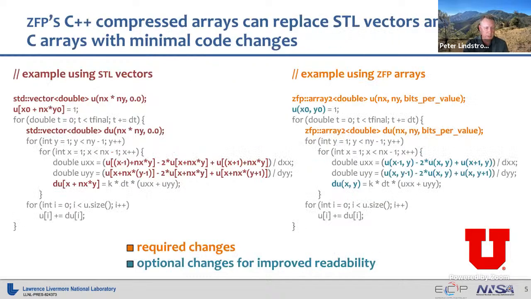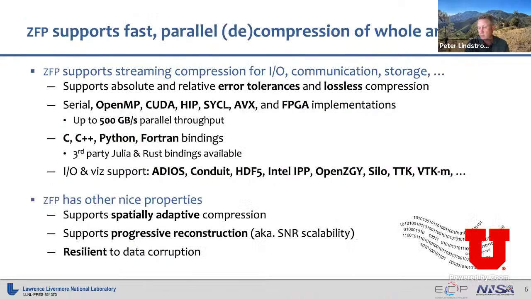As a matter of fact, here's an example where I'm showing a small code snippet on the left using just your standard STL vectors. And I've highlighted on the right the lines of code that you need to change to work with ZFP arrays. In this case, we have 2-dimensional arrays of dimensions nx by ny. The user then also specifies how many bits per array element to store. You can also change some of the other lines of code to take advantage of 2-dimensional indexing to make the code a little bit more readable, but that's optional. So typically, all you have to change are array declarations.